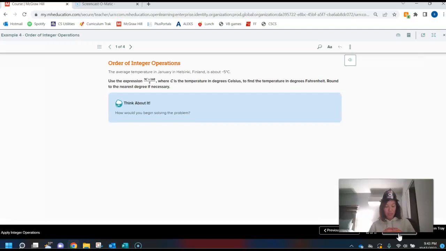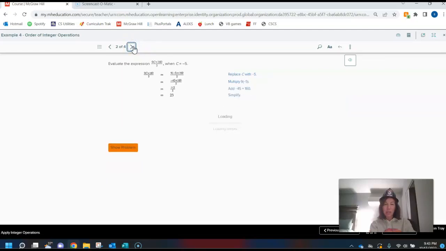Okay, so our final example is on page 168. It says the average temperature in January in Helsinki, Finland is about -5 degrees Celsius. That's pretty chilly. We're going to use this expression, 9c plus 160 over 5, to find the temperature in degrees Fahrenheit. So we want to know what -5 degrees Celsius is in Fahrenheit, and we can use this expression to help us figure that out.